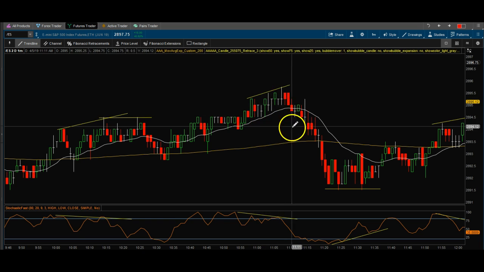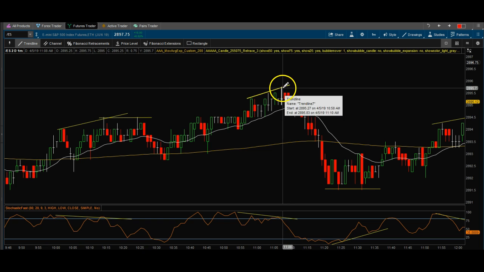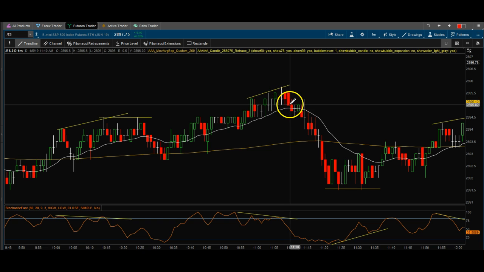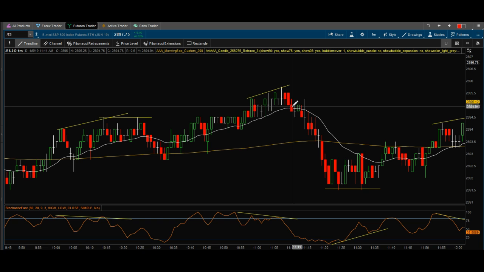When we get the divergence, your entry would be one tick below that low, and your stop would be the previous high as an exit. So here, this price is 95, so 94.75 would be the entry. On this candle, when we broke down, it would fill you on the entry.